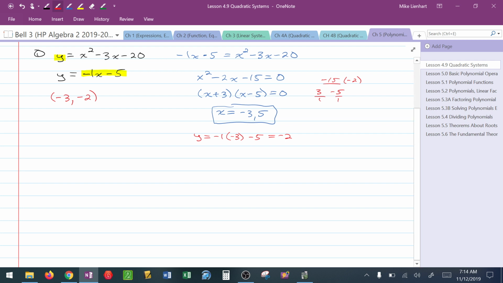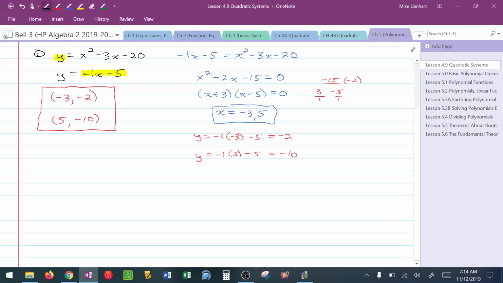Now I'm going to take the 5. I'm trying to write a point for that, and I'm going to substitute that into the second equation. I have y equals negative 1 times 5, which is negative 5, minus 5, which would be negative 10. And now I have the two locations where these graphs cross over each other. One is at negative 3, negative 2. One is at 5, negative 10. If you were to graph these two equations, you'll see that those are the two exact locations where they intersect each other.